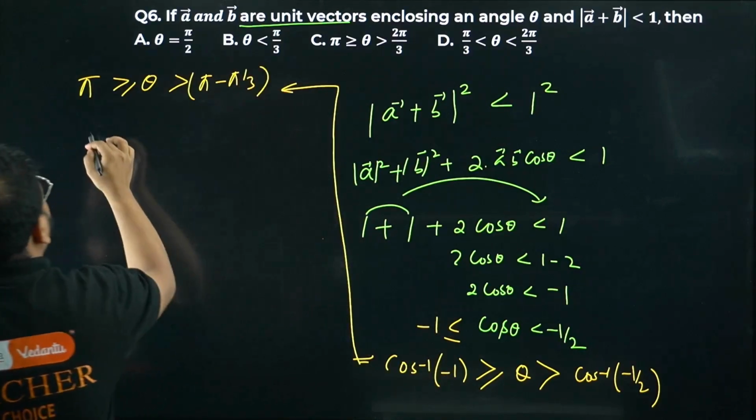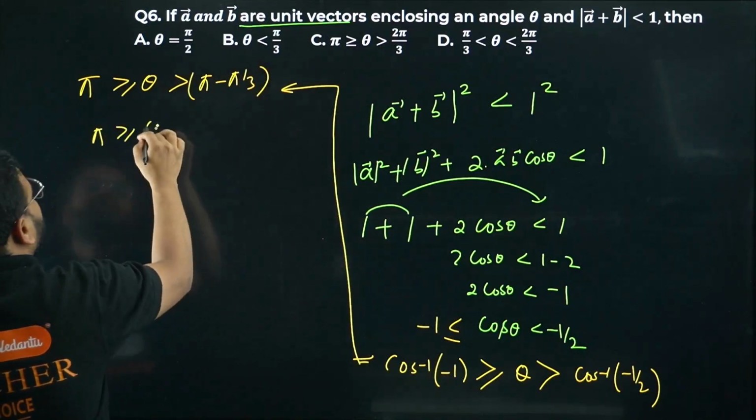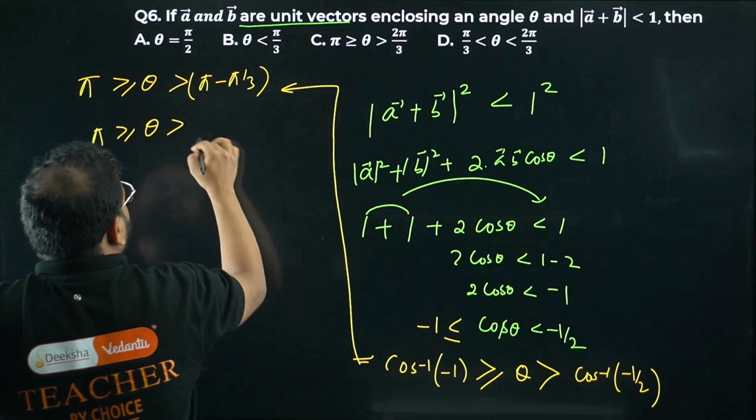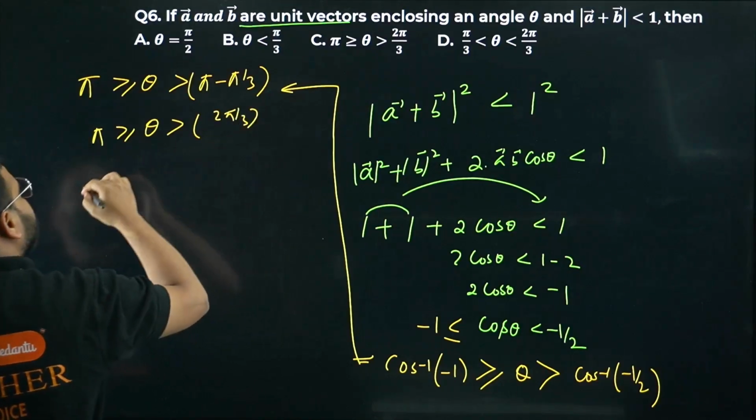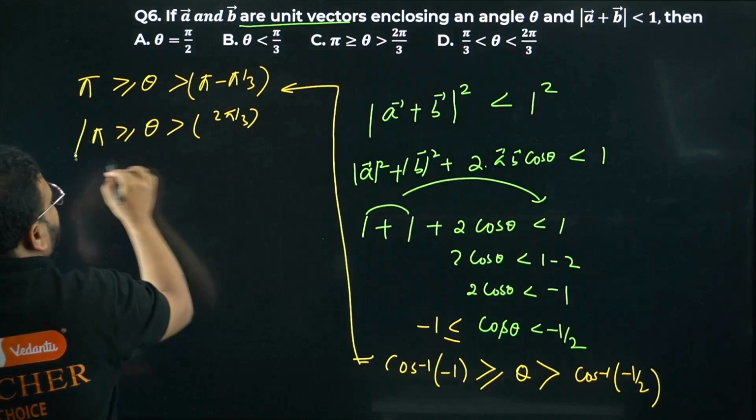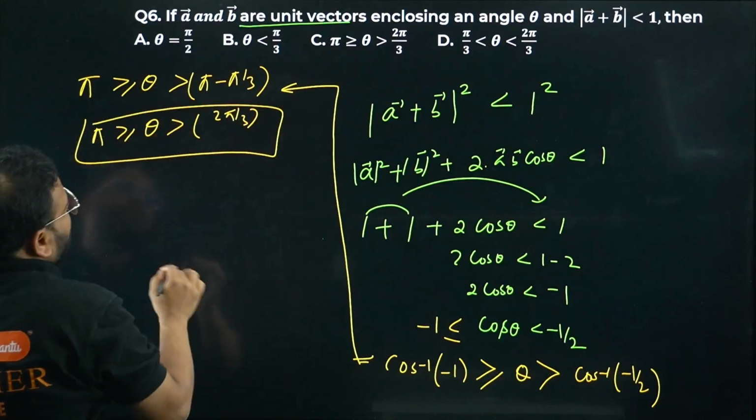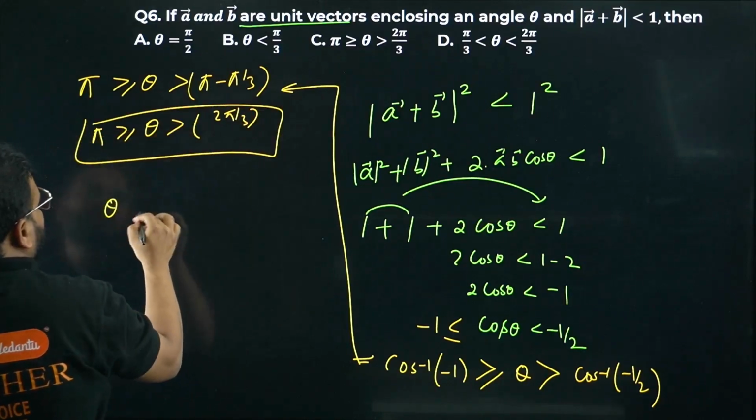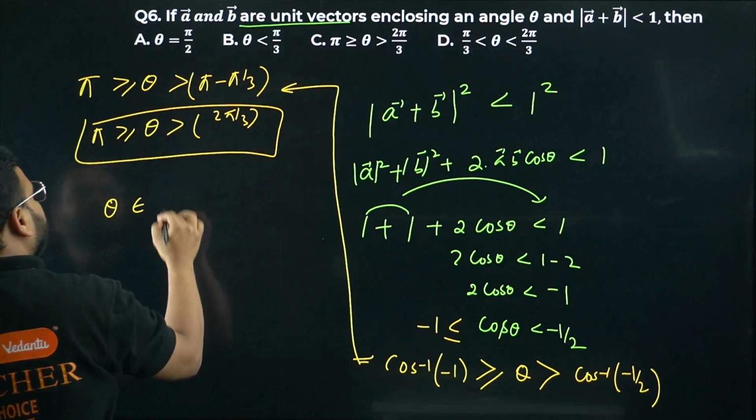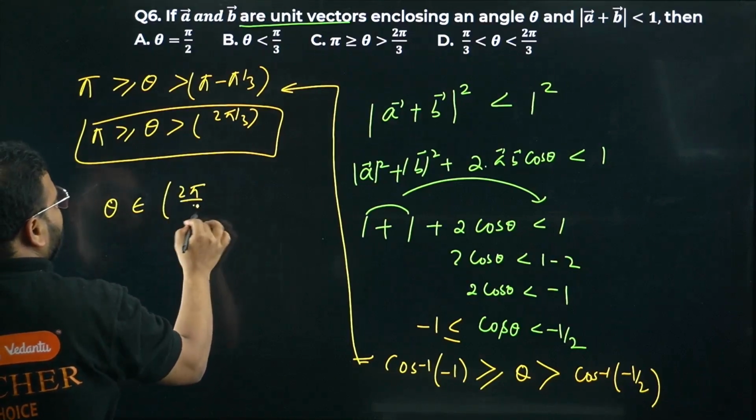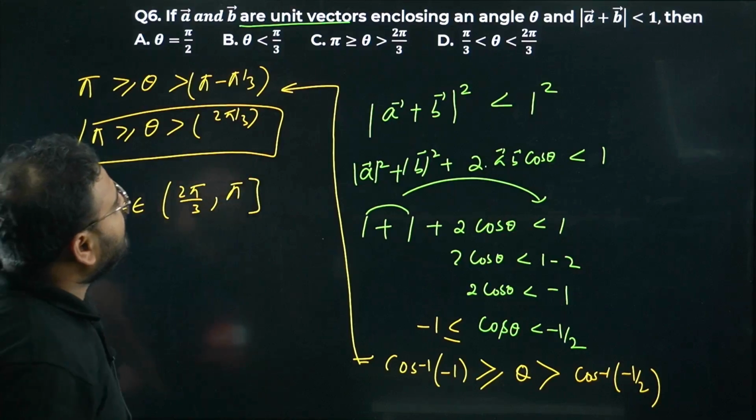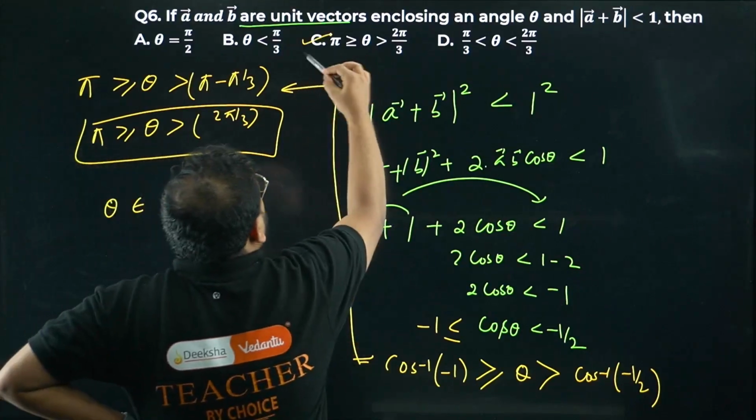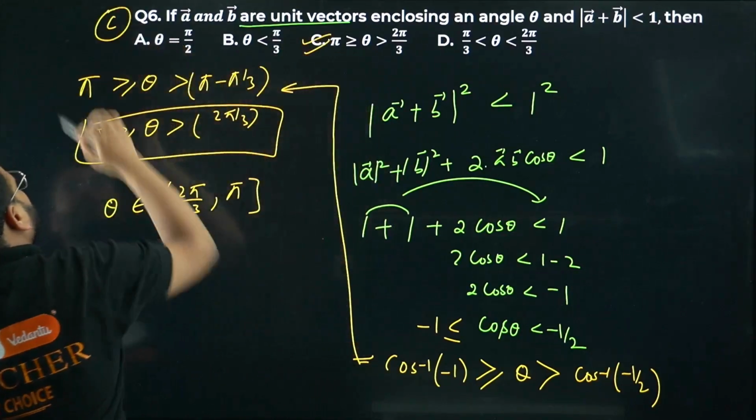Please check here. So pi here, we have theta over here. We have pi minus pi by 3, which is how much? 2 pi by 3. So the answer is going to be basically pi. I can write this in this format: theta will belong to the interval 2 pi by 3 to pi closed. Answer is going to be option number C. Please check here, option C is right.